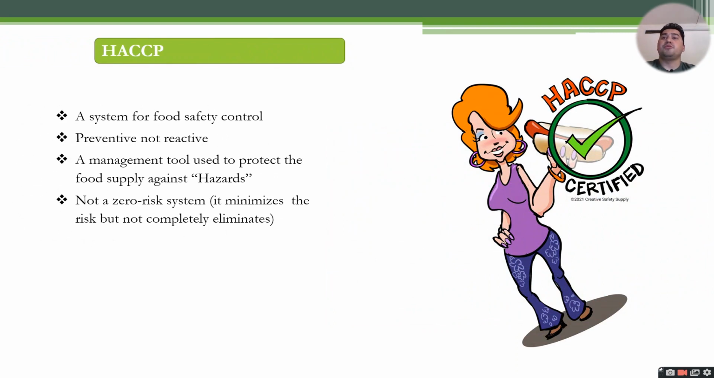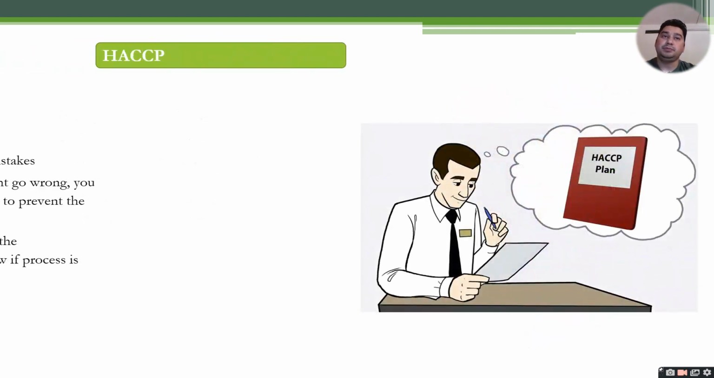HACCP, a system for food safety control: preventive, not reactive. It is a preventive measure, not a reactive one. Preventive means before anything goes wrong, you have to take the action, not after any accident or incident. It is a management tool used to protect the food supply against hazards, not a zero-risk system. It minimizes the risk but does not completely eliminate it. So what the HACCP will do is reduce the risk to an acceptable level, but it will not remove it completely, 100%. That is the HACCP system.